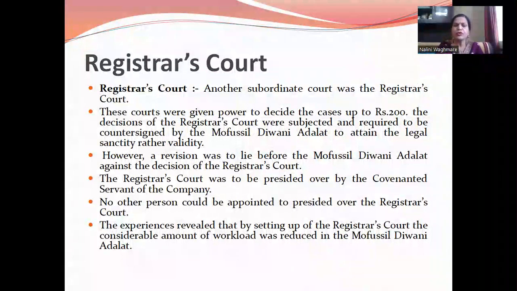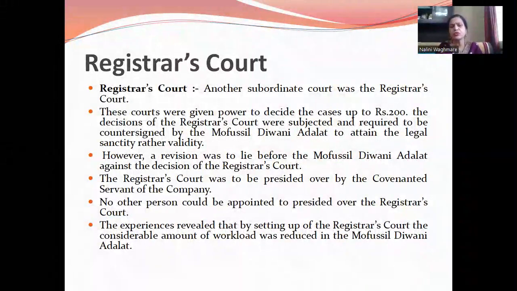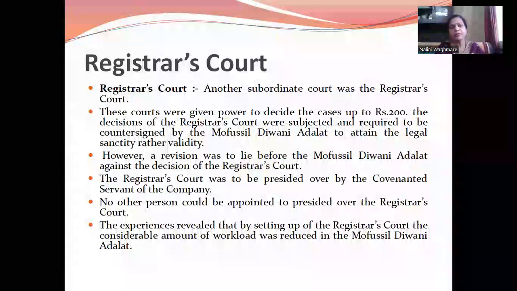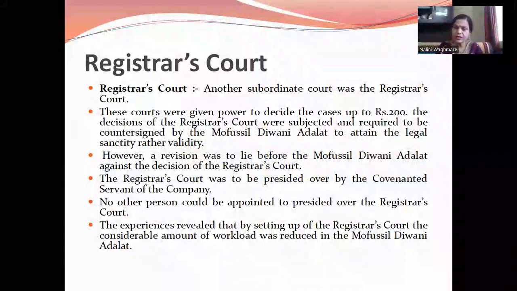The Registrar's Court was to be presided over by a covenanted servant of the company. No other person could be appointed to preside over the Registrar's Court. That person must belong to the company. The experience revealed that by setting up of the Registrar's Court, a considerable amount of workload was reduced in the Mufassil Diwani Adalat.